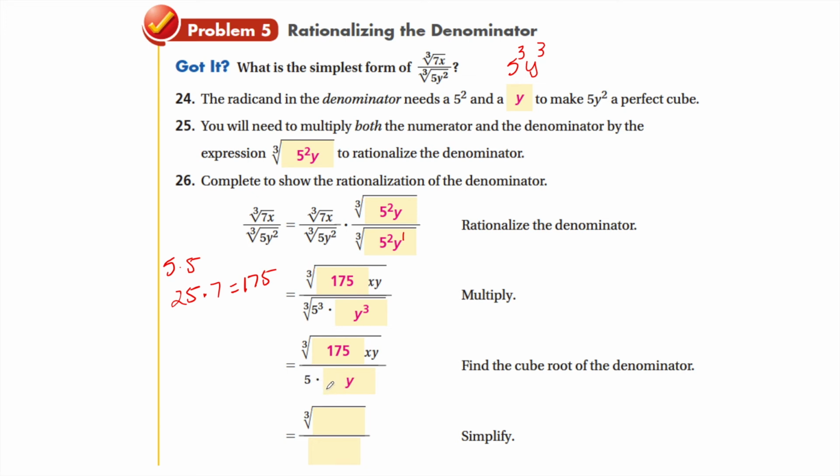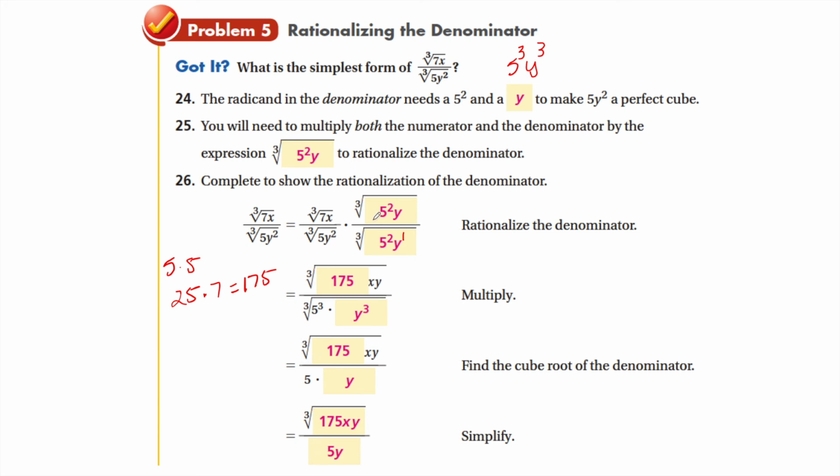Now, just like we talked about a little bit before in the previous question, since this is a cubic, we don't have to worry about the absolute value. What's positive is positive, what's negative is negative. Whereas if this was a 4th root, we would start worrying about making sure that the y value is absolute or not. In this case, we're going to keep everything on top as the cube root of 175 times xy. And then we're going to bring everything on bottom, we're simplifying it down to a 5 times y.